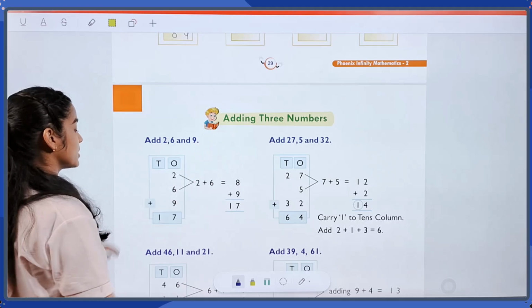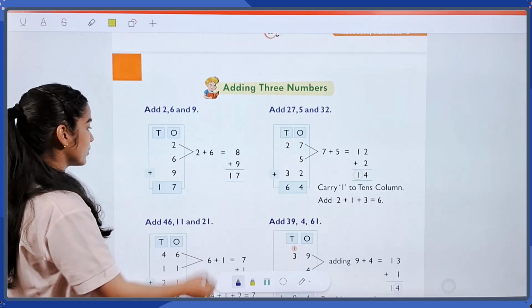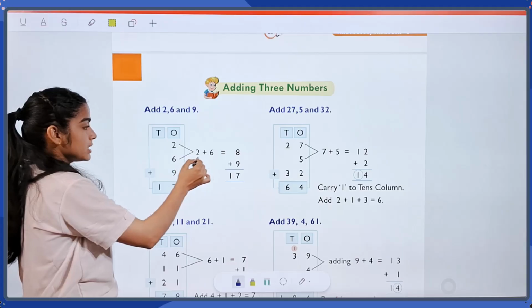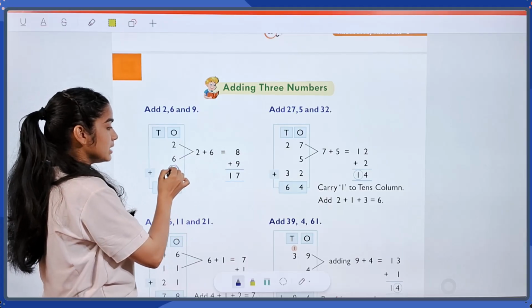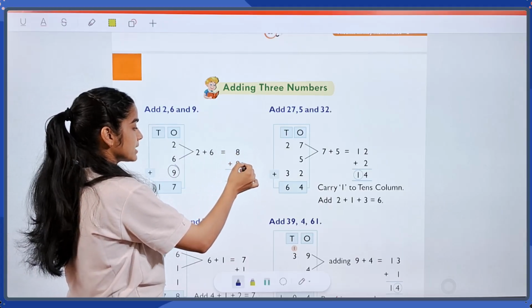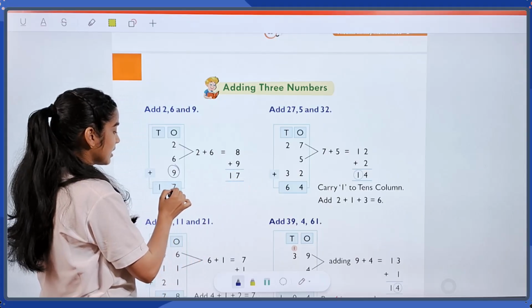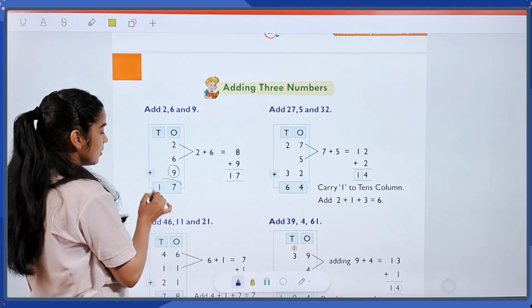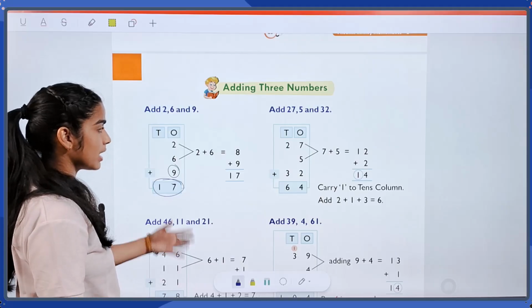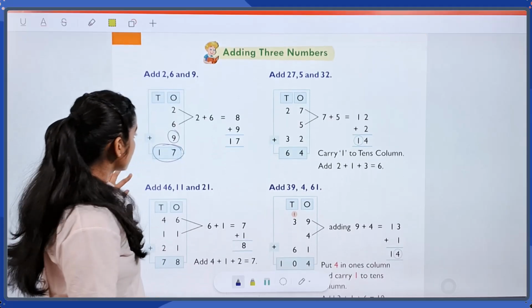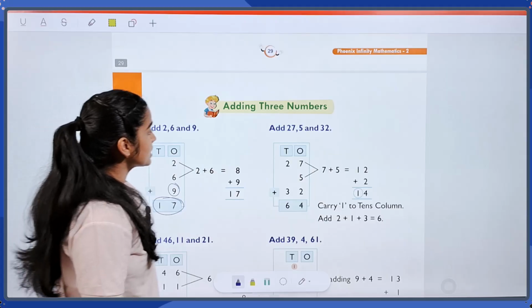Adding three numbers. Now we are going to add three numbers. So for example, 2 plus 6 is 8. Now we have to add the next number to 8. So 8 plus 9 is 17. So we can write the 17 directly because we do not have any other addends.